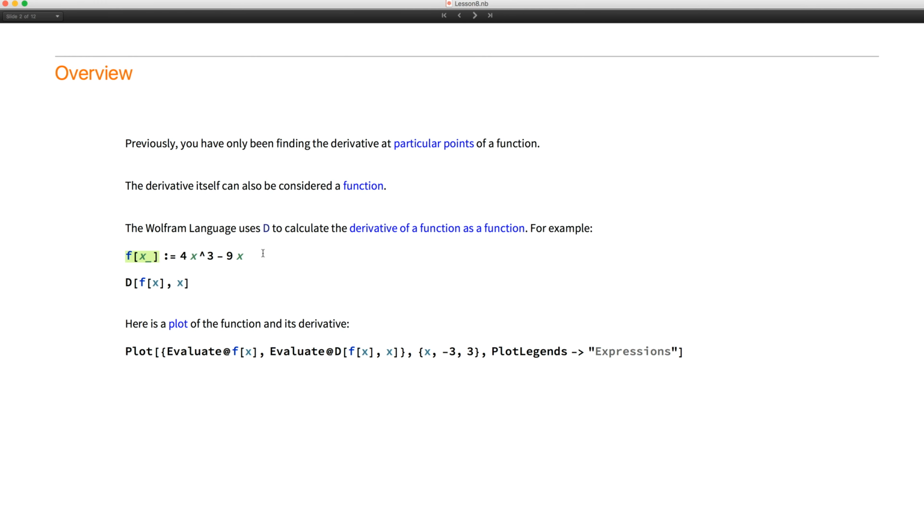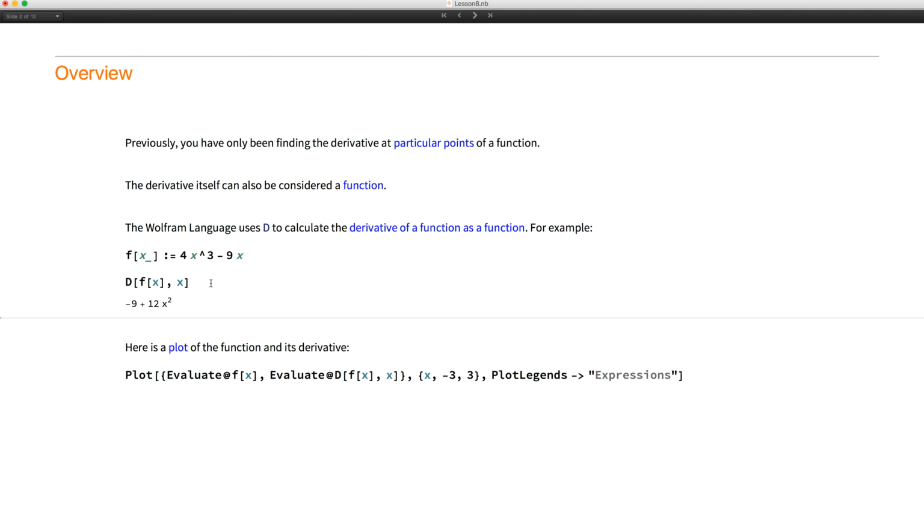So let's say your function f of x is like over here. You can work out the derivative using D, and you get back another function. And now you can plot the function and the derivative on the same plot, and you get back this picture of the function in blue and its derivative in orange.